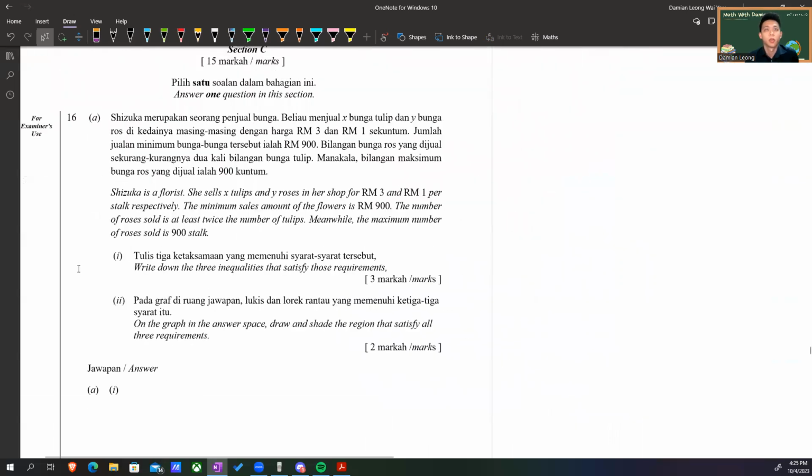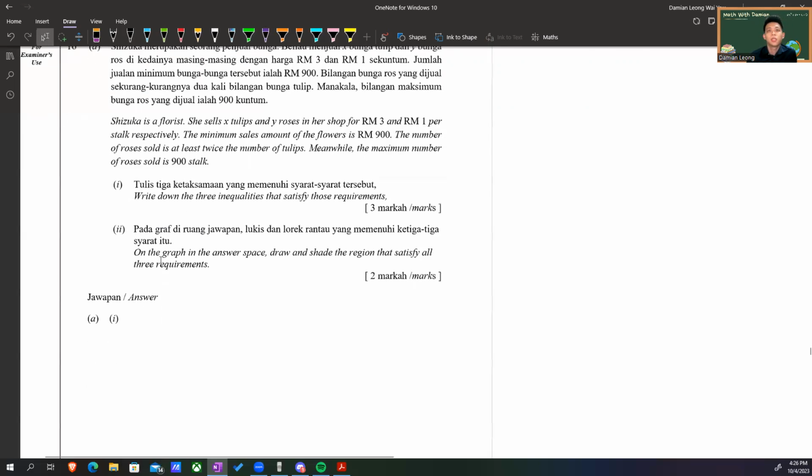Okay. So Shizuka is a florist. She sells X tulips and Y roses in a shop. 3 ringgit and 1 ringgit per stock respectively. Minimum sales is 900 ringgit. Number of roses sold is at least twice the number of tulips. Meanwhile, maximum number of roses sold is 900 stocks. So write down 3 inequalities that satisfy those requirements.